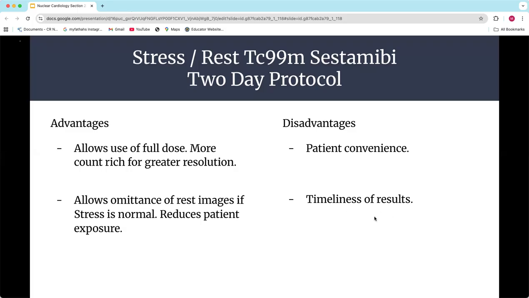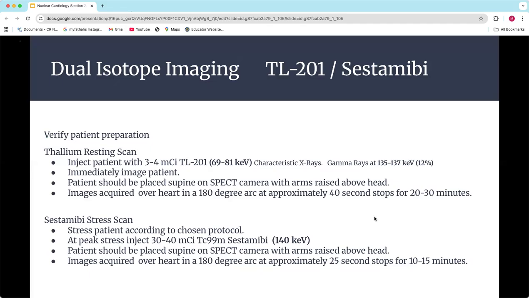I've also seen some areas where they did the 2-day protocol and a patient didn't come back, or they've had issues getting whatever. So there's a lot of things that can happen with the 2-day protocol. It's not the most ideal, but again, it was built from that thallium idea before things got changed. The other one you can do is a dual isotope imaging.